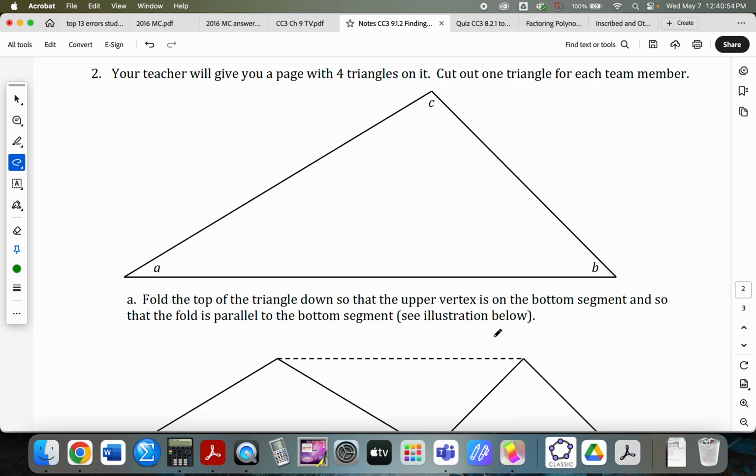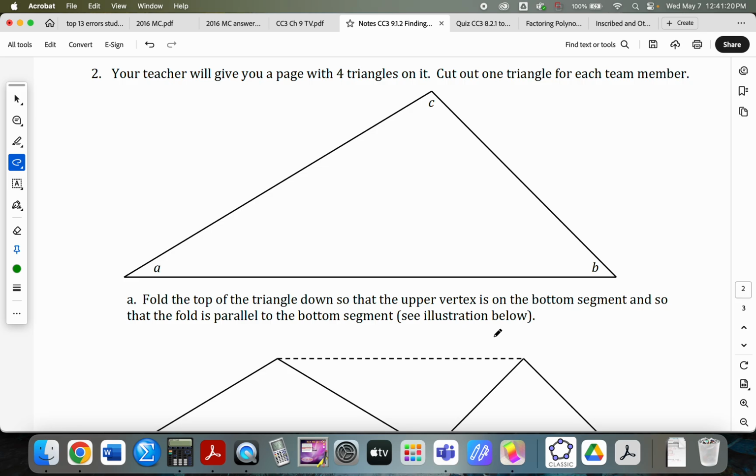So you fold B onto it. It should look like this. When you see A, you fold it this way. When you see B, you fold it. It should look like a rectangle, sort of, or a prism. Fold that.